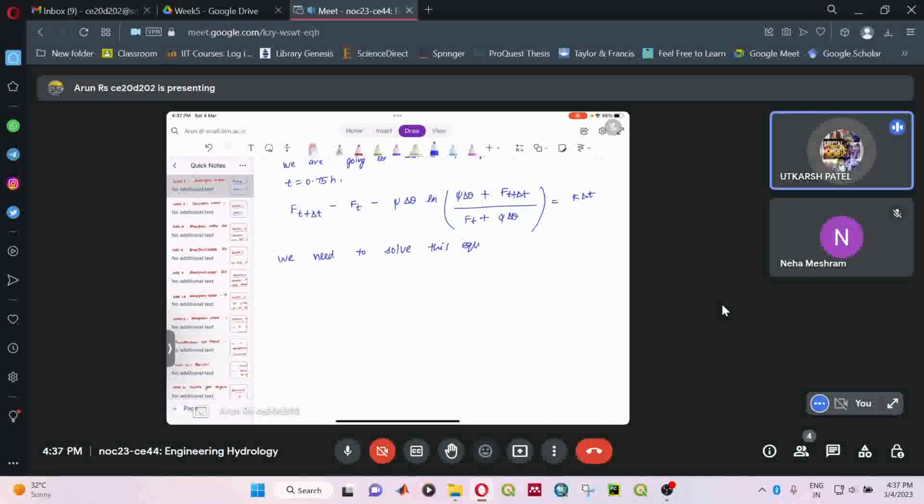Sir, do we have to use this equation after the ponding has started? Yes, once the ponding has started, we have to use this equation to solve.